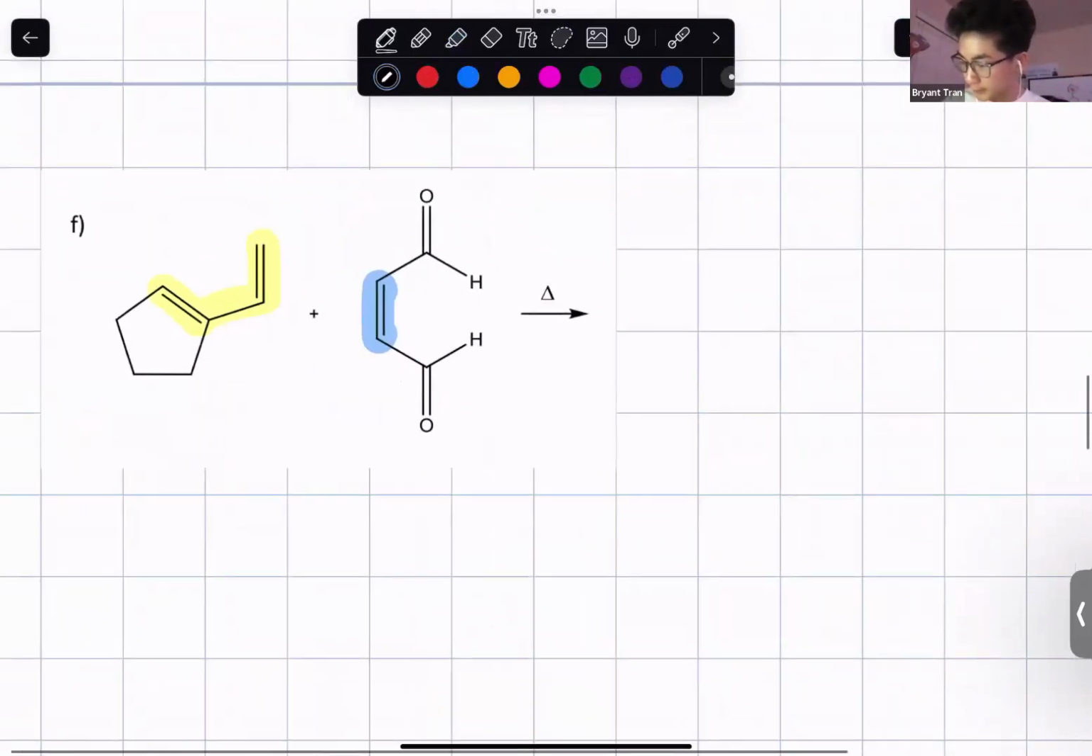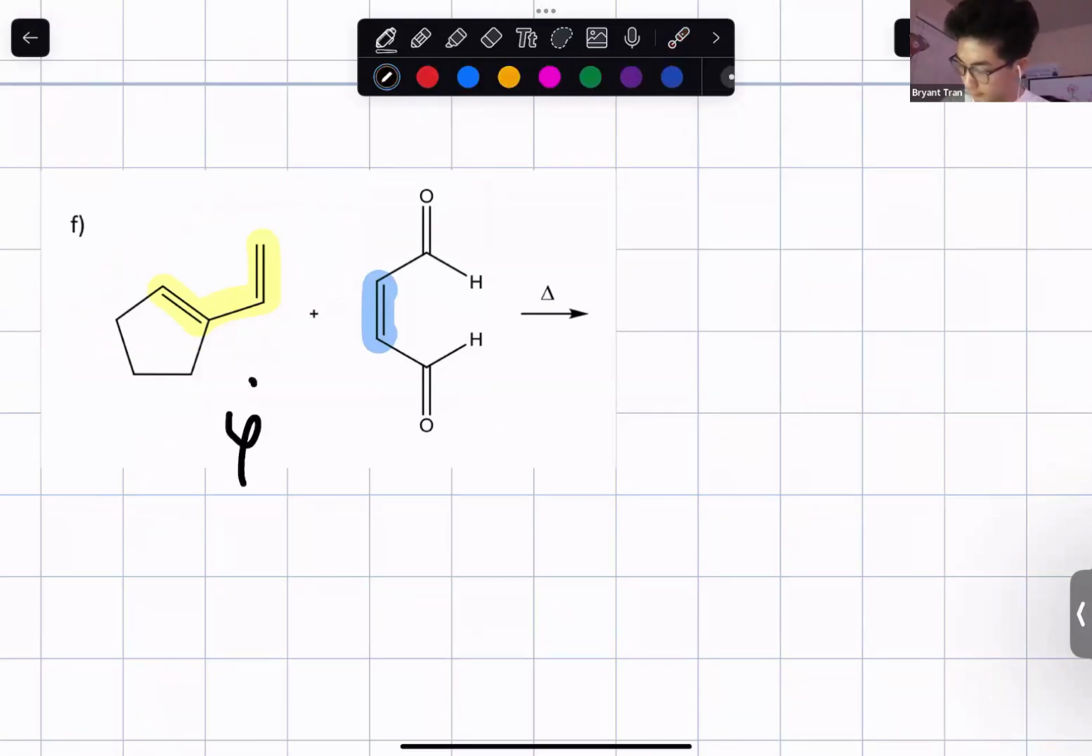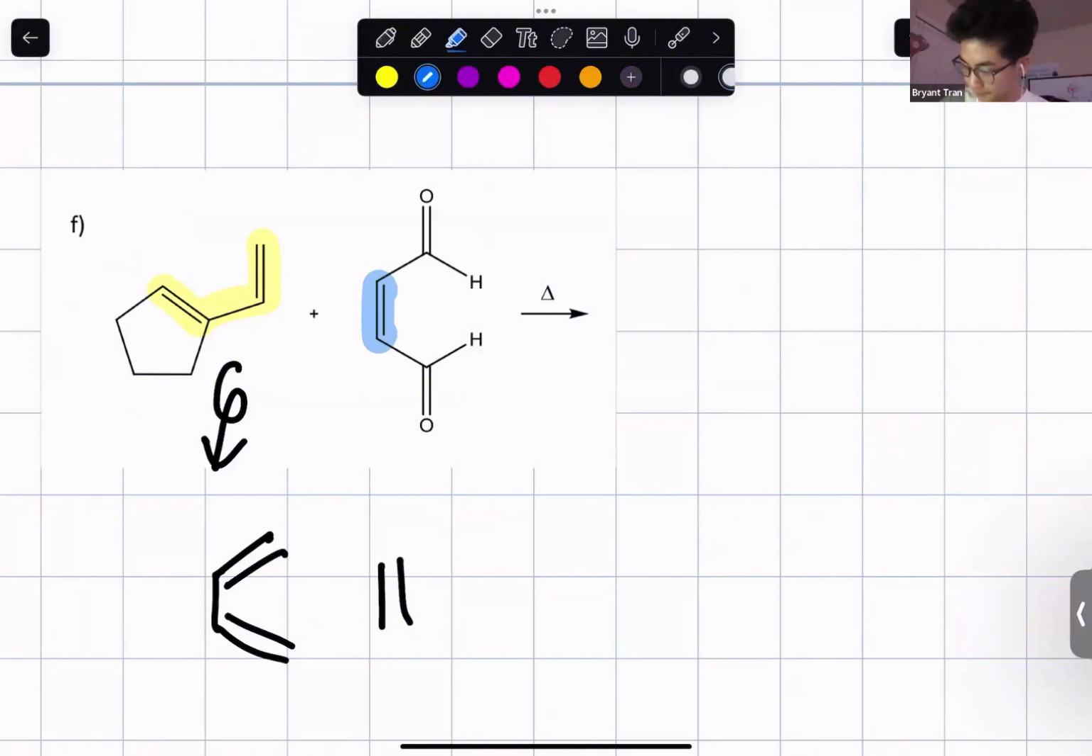So the way that it's drawn is weird, right? Because we're not used to seeing the diene this way. So I'm going to rotate it in the way that we are used to seeing, which is that diene that way and the dienophile this way, like that.